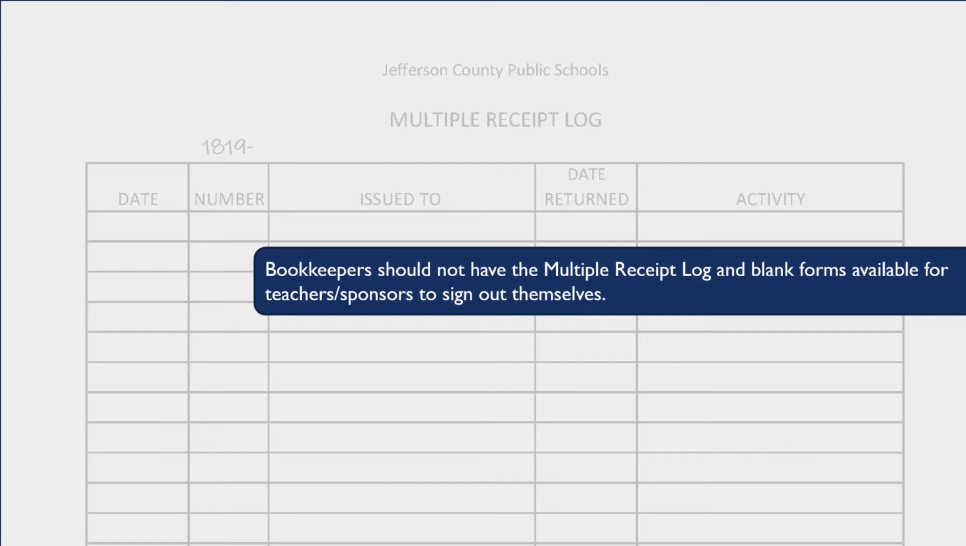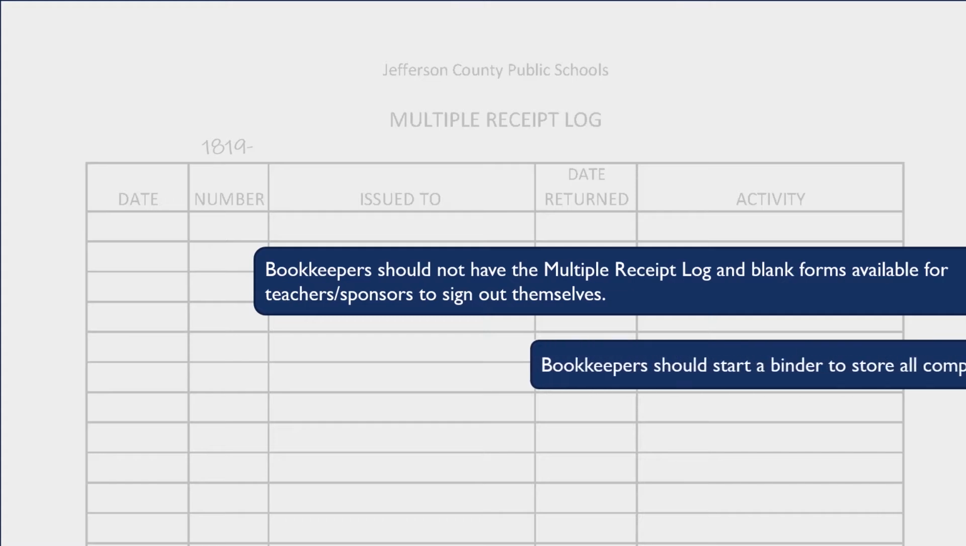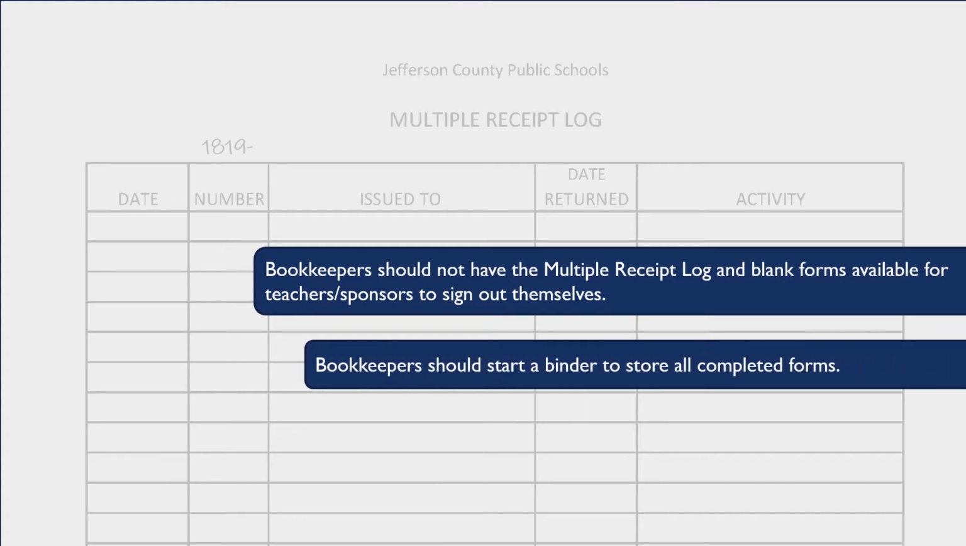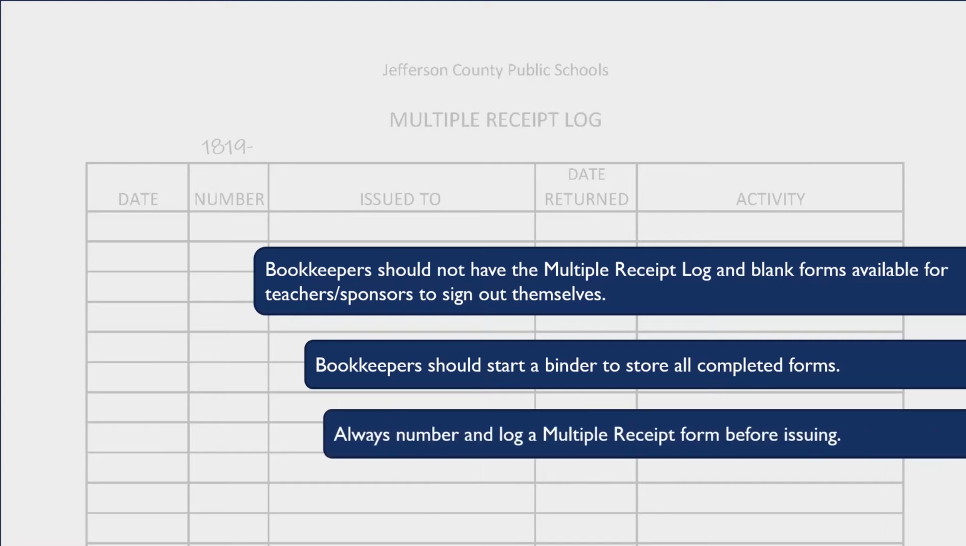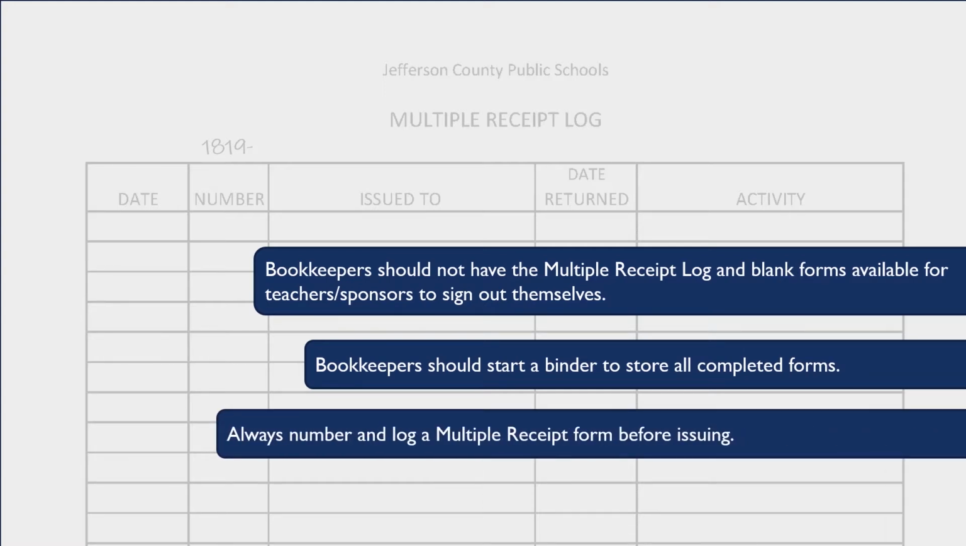Once the log is ready to start for the new school year, multiple receipt forms can be issued by the bookkeeper as needed. Bookkeepers should not have the multiple receipt log and blank copies of multiple receipt forms available for the teacher or sponsor to sign out themselves. This would eliminate the ability to track the forms. Bookkeepers should also start a binder to store all completed forms. Schools use many multiple receipt forms every year.